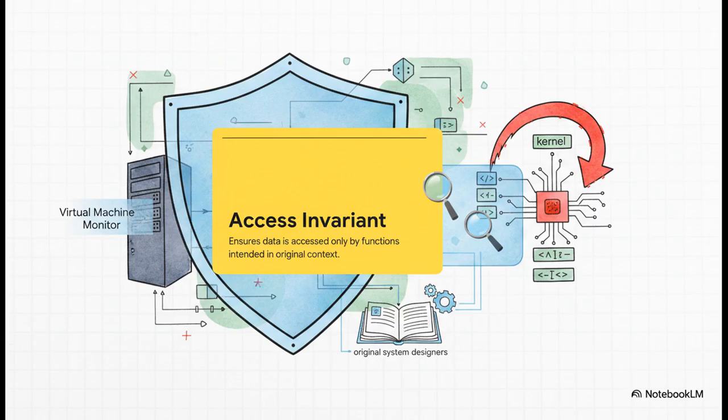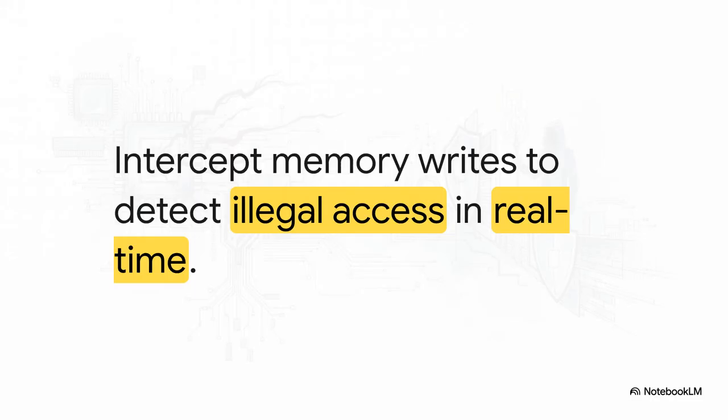Now, an access invariant is a brilliant concept. It basically dictates that specific kernel data should only ever be accessed or modified by the specific functions intended by the original operating system designers. By strictly mapping out these relationships, the VMM can expose dynamic data attacks when approved code is used illegally. Like, for instance, if a generic copy function suddenly tries to override a highly sensitive process list, the system knows something is very wrong.